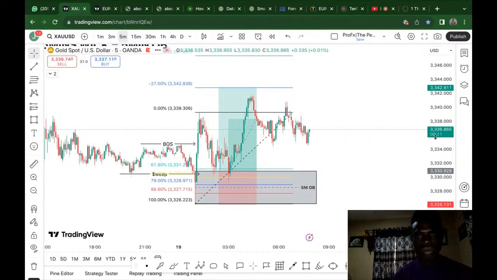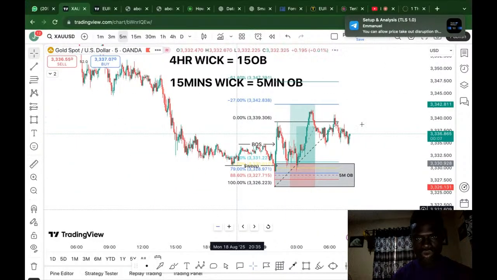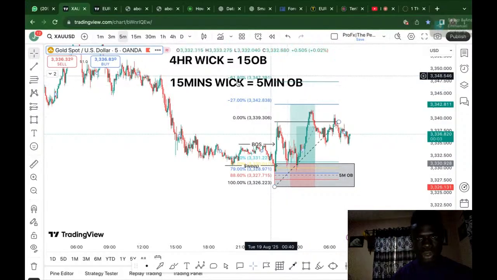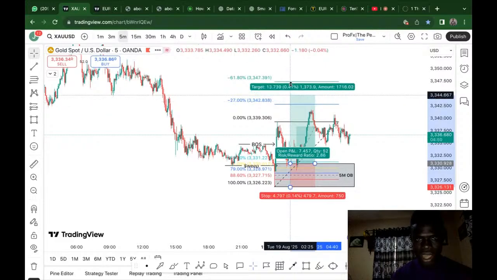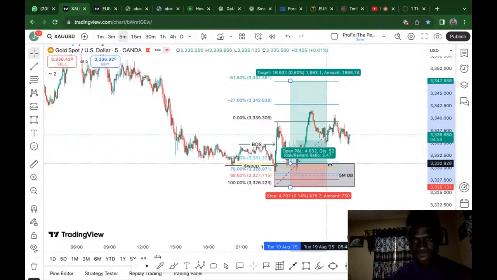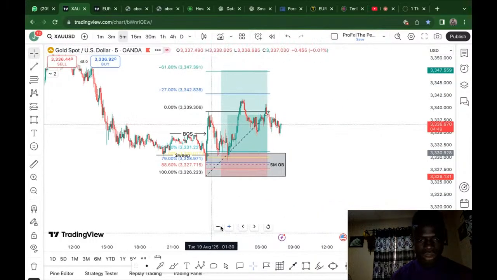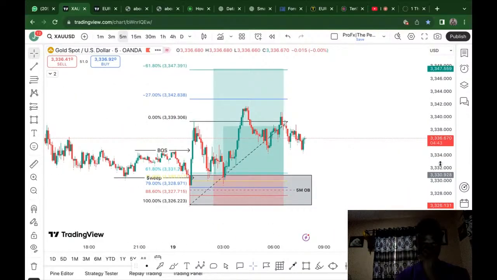I'm still in this buy position. We are still expecting this move to continue because our TP is actually going to be above this. Ultimately, we are expecting to get to the 61.8 extension level. Ultimately.